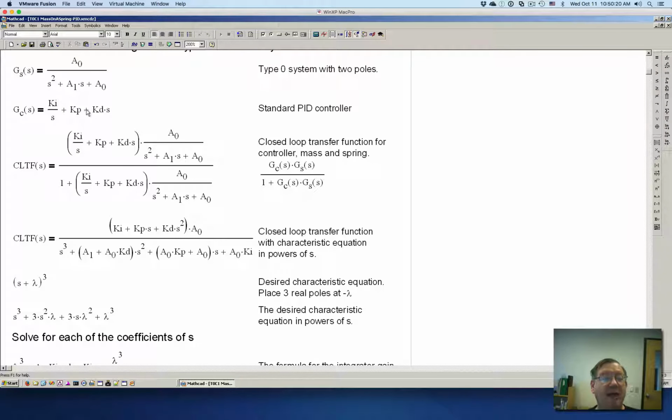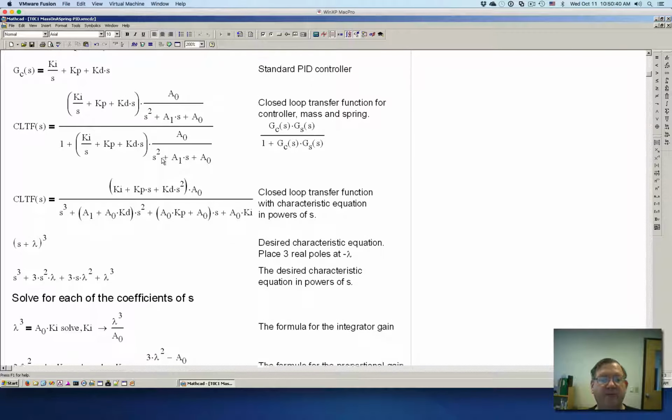I have a PID controller, and the reason why I have a PID controller is because this system has 2 poles, and so you need 2 gains to place the poles. The integrator comes with its own pole, so basically you end up with a closed loop system with 3 poles, so I need 3 gains.